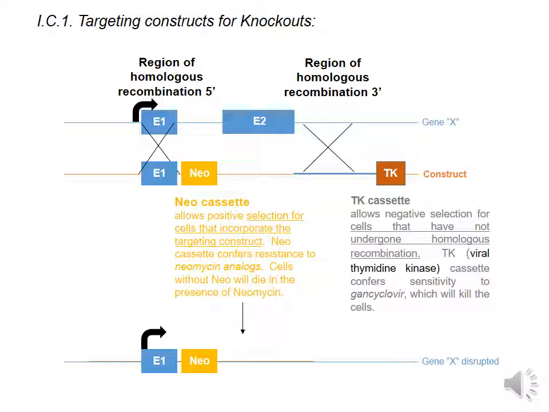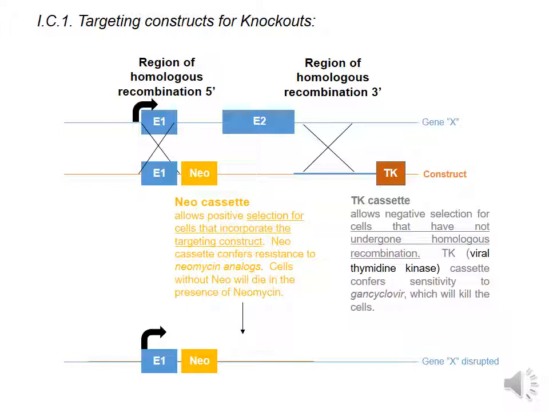In this case, this is a more advanced cassette to help you select for those ES cells that have been effectively transfected. What we do is we use a 5' region for homologous recombination, and we use a 3' region for homologous recombination. So anything that is between the 3' and the 5' region will be removed and replaced by our construct or transgene. We choose to remove the exon 2, that's what the E stands for. We choose to remove exon 2 from the target gene.